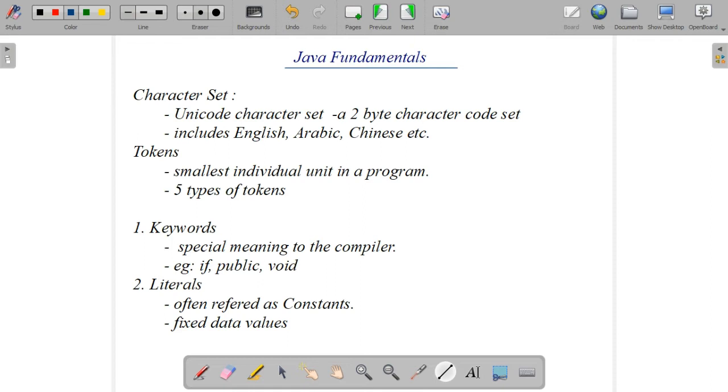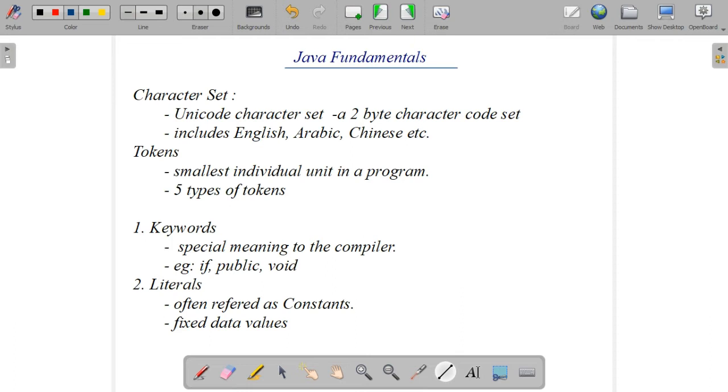For that we need to learn about the character set. For example, we know languages like English, Malayalam, Hindi, Tamil, different languages, and different languages have different characters also. If you know the English alphabet, then you can write an essay or anything in English. If you know the Hindi characters, then you can write in Hindi. First we need to know what a character set is.